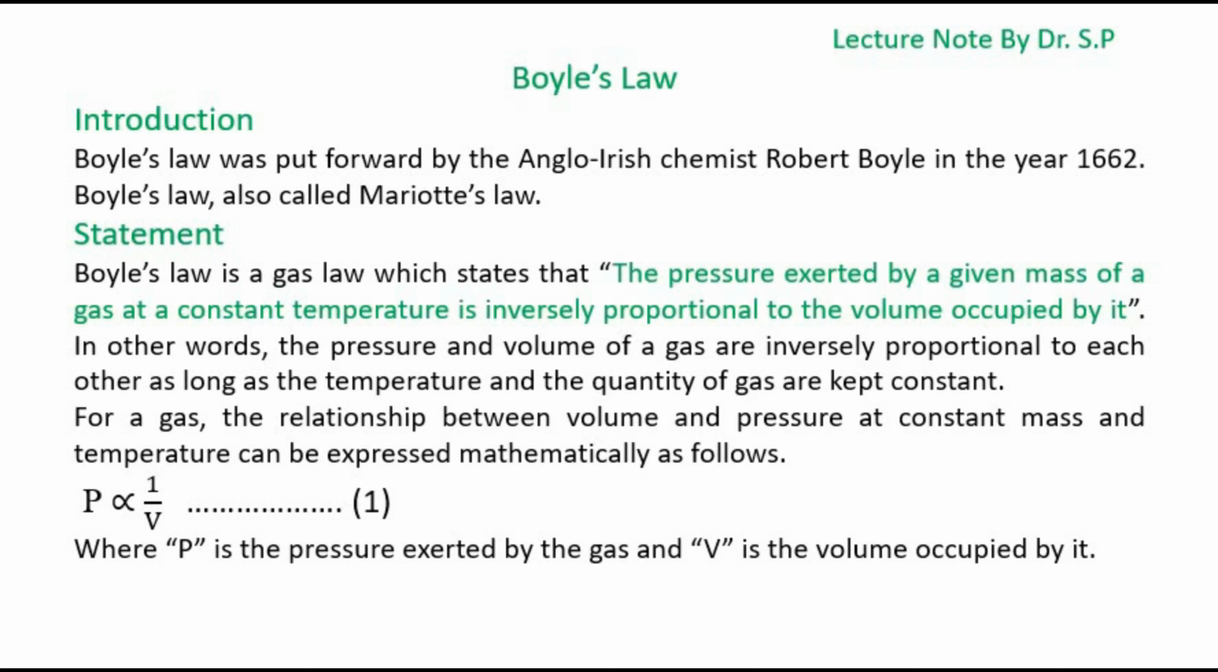For a gas, the relationship between volume and pressure at constant mass and temperature can be expressed mathematically as follows. Pressure P is inversely proportional to the volume V, where P is the pressure exerted by the gas and V is the volume occupied by it.